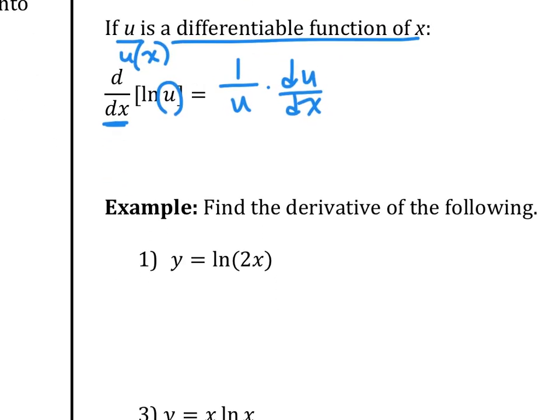Okay, let's try this one. So for example, y is equal to natural log 2x. Then the derivative of y is equal to 1 over whatever that thing is, and this is 2x. And then chain rule, derivative of 2x, which is 2. So this is 1 over x. Whoops, 1 over x.